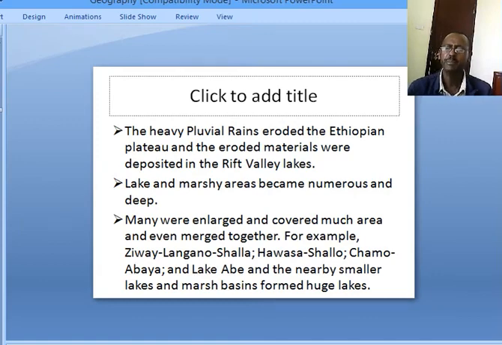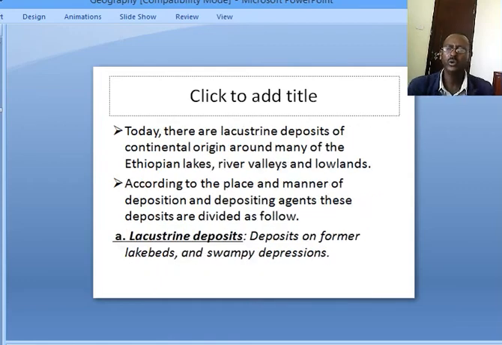Lakes and marshy areas became numerous and deep. Many were enlarged and covered much area and even merged together. For example, Zuwai, Langano, Shalla, Hawassa, Chamo, Abaya, and Lake Abe, and the nearby smaller lakes and marsh basins formed hugely. So all these lakes are to be found within the Rift Valley of Ethiopia.